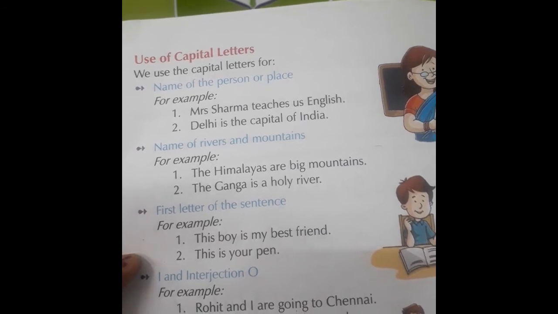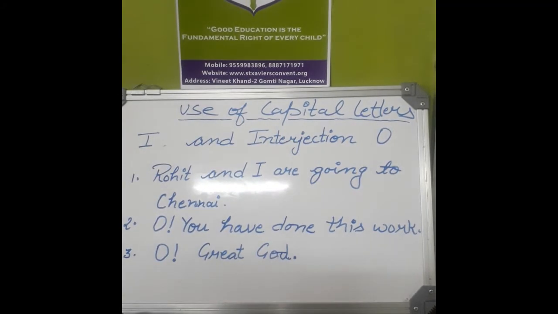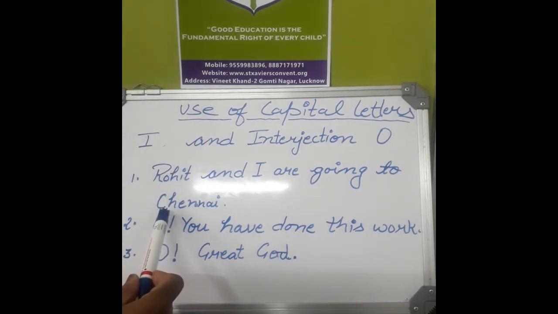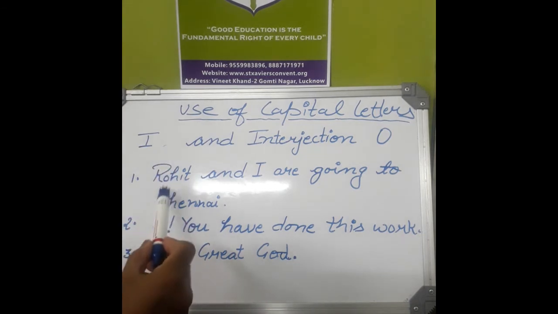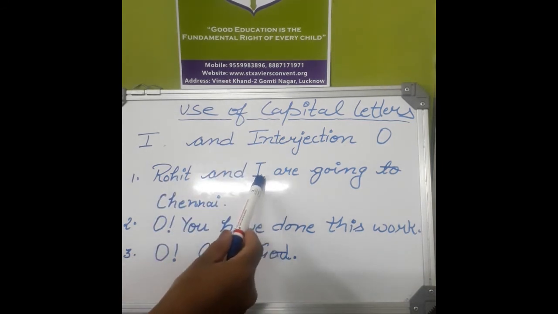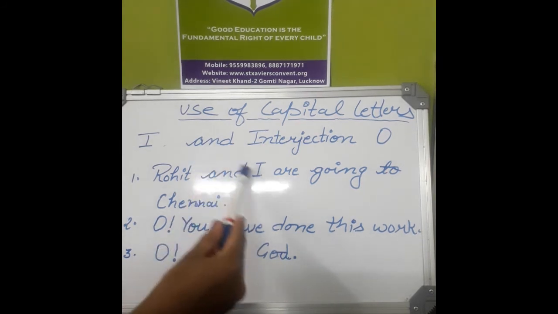Example 1, Rohit and I are going to Chennai. See on your board. Chennai is a place. That's why we are using capital letter C. And Rohit is a name of a person. That's why we are using R in capital letter. And I, okay, I in capital letter.